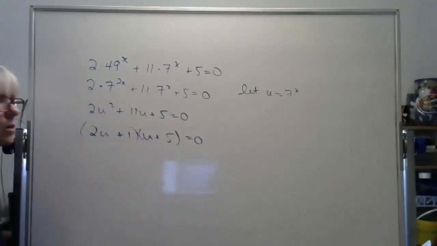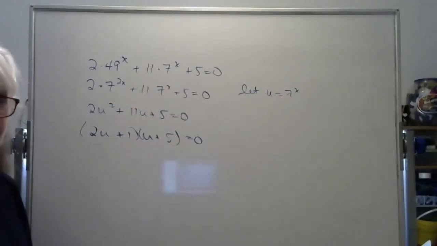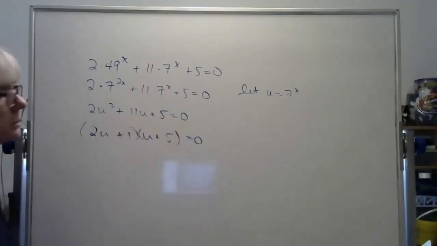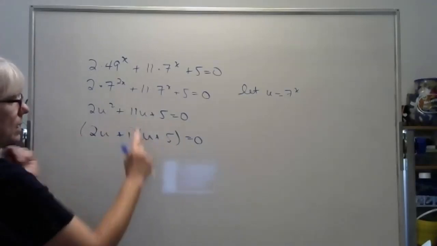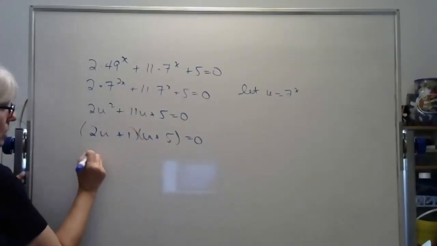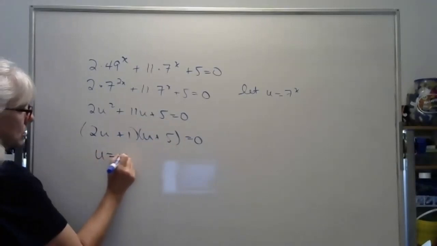And again, if you still don't like factoring, you could take it to the quadratic formula. Just make sure you go all the way with it. So this will give me my 10u. This will give me my 1u to get the 11 out of the middle of it. So we're going to end up with u equal to a -1/2.